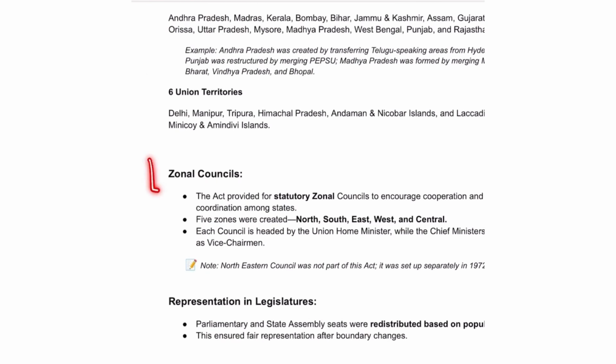Second, the zonal councils were introduced. So statutory zonal councils to encourage cooperation and coordination among states. So there were 5: North, South, East, West and Central. So each council was headed by the Union Home Minister, while the Chief Minister rotated as Vice Chairman. So this was asked in our 2025 prelims. That's why it is important. So the North Eastern Council was not a part of this act. It was set up separately in 1972.